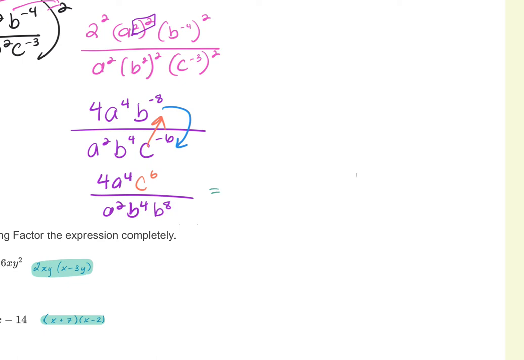I have an a in the top and an a in the bottom, so I subtract the smaller exponent from the larger one. So this is gone. I'd subtract 2 from here. The 4 is still in the front, but then it becomes a squared, c to the sixth, and then I have 2 b's in the bottom. When we multiply, we add the exponents, so that becomes b to the 12th.